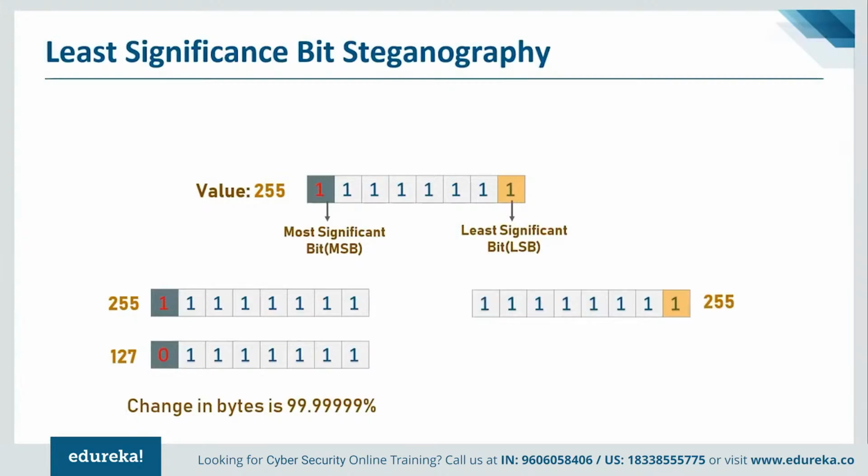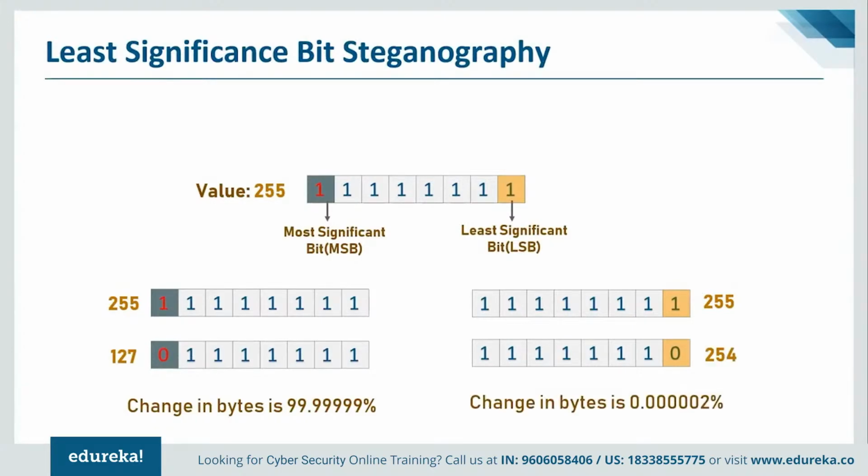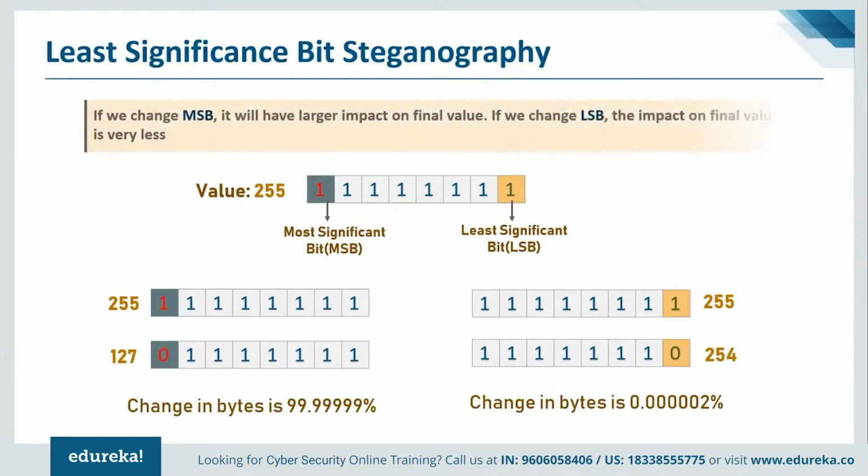On the other hand, the rightmost bit is the least significant bit. Now, if I change the rightmost bit, it will have less impact on the final value. For example, if we change the rightmost bit, which is 1, to 0, it will change the decimal value from 255 to 254. And you can note that the change is about 0.4%, which is very small when compared to the most significant bit. So the point I want to state here is that if we change the most significant bit, or MSB, it will have a larger impact on the final value. But if we change the LSB, the impact on the final value is very small. This very point is made use of by LSB steganography.